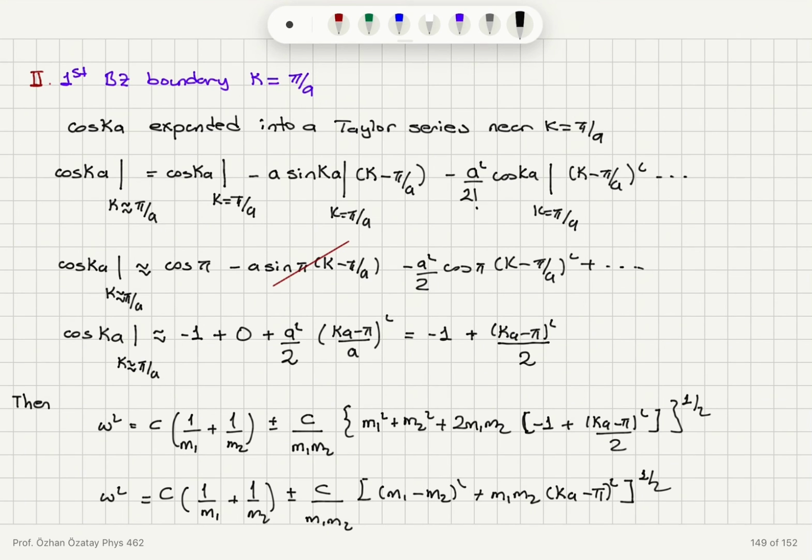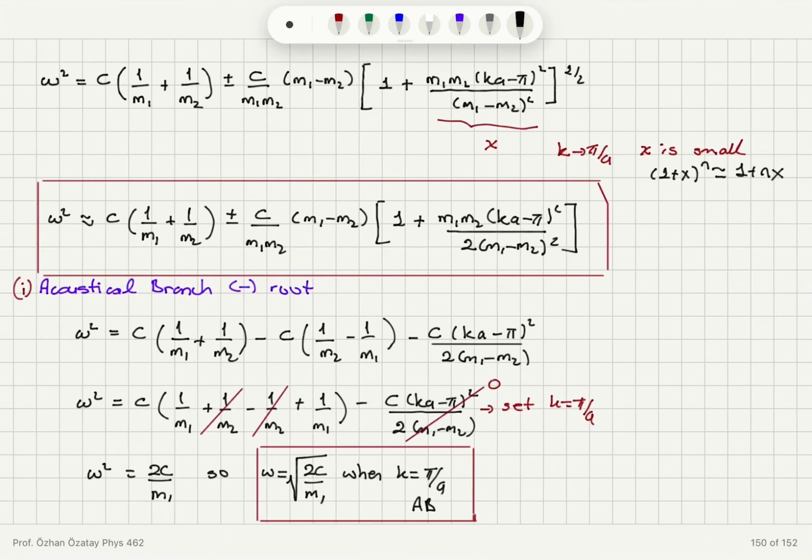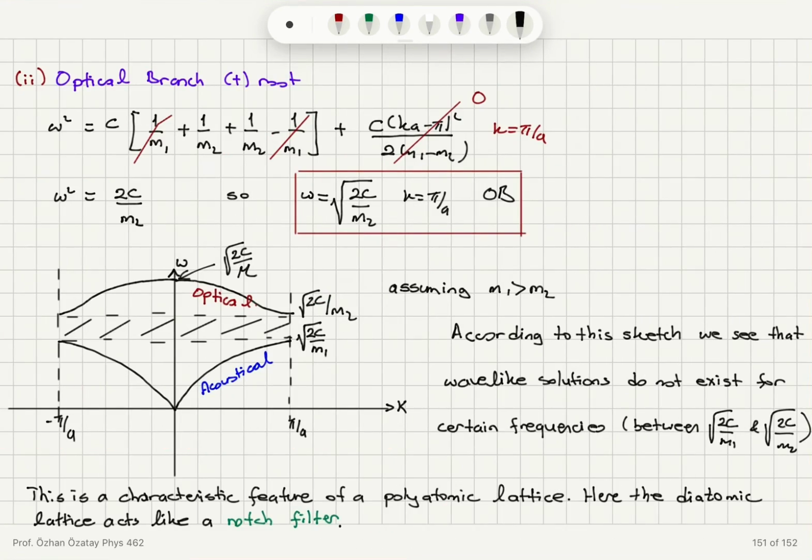At the first Brillouin zone boundary, when k approaches pi over a, the acoustical branch gives us omega equals the square root of 2c over m1. The optical branch gives us omega equals the square root of 2c over m2. When we plot this result, assuming m1 is greater than m2, we obtain a band of frequencies which are not transmitted. So wave-like solutions do not exist for these values, and therefore the crystal acts like a notch filter. Some frequencies are forbidden.